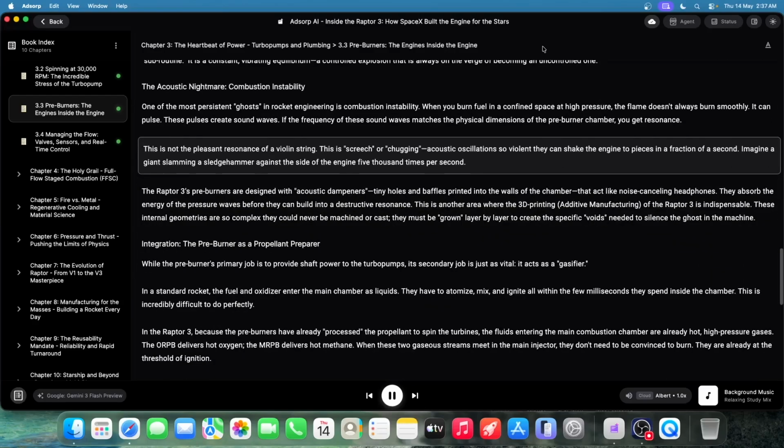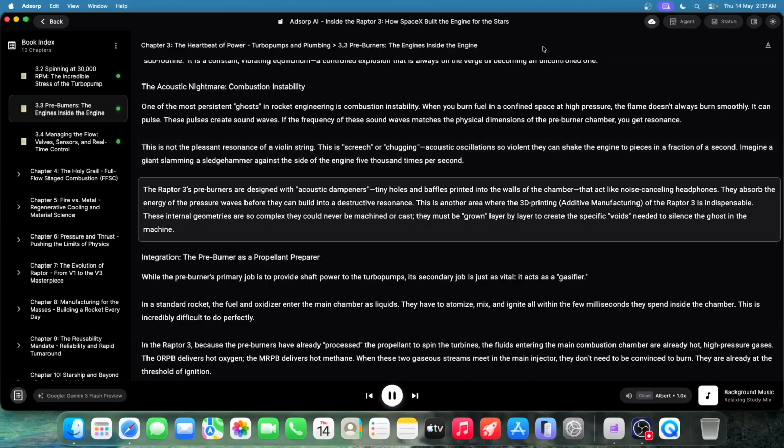And this is not the pleasant resonance of a violin string. This is screech or chugging acoustic oscillations, so violent they can shake the engine to pieces in a fraction of a second. Imagine a giant slamming a sledgehammer against the side of the engine 5,000 times per second. And the Raptor 3 preburners are designed with acoustic dampeners, tiny holes and baffles printed into the walls of the chamber that act like noise-canceling headphones.